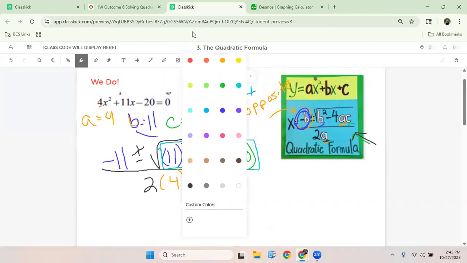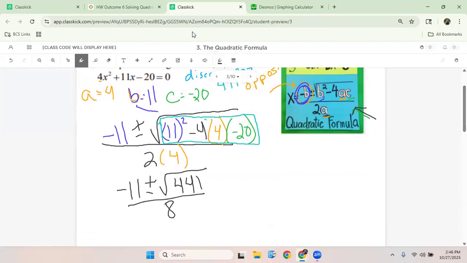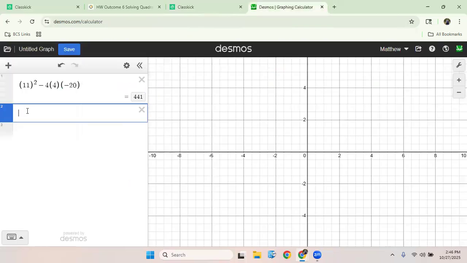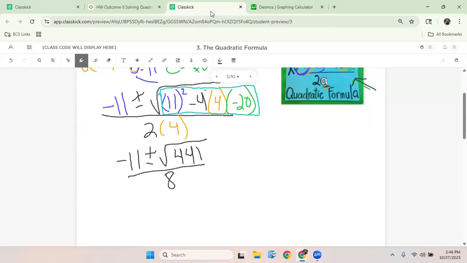Okay, from here, I'm just simply going to say -11 plus or minus the square root of 441, that was our discriminant, over 2 times 4, which is 8. And we've simplified all the calculation there. I'm going to look at the square root of 441. We can break it down, or we can just type it in. So let's type in the square root of 441, and it turns out that it's 21. Nice whole number to start the day here. Okay, and I'm going to write -11 plus or minus 21 over 8.